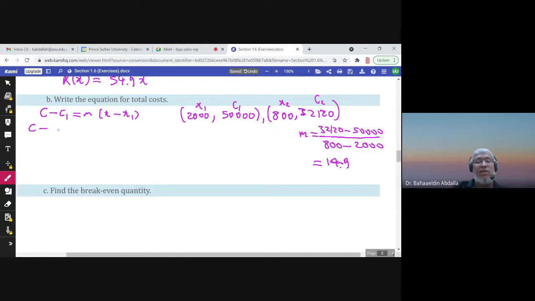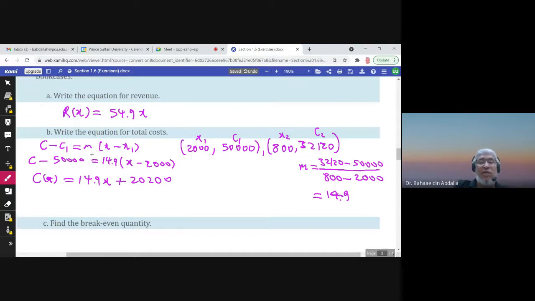C minus C1, which is 50,000, equals M, which is 14.9, times X minus X1, which is 2,000. So I will get now the cost function if I solve this equation for C. So I will have 14.9x, that's the slope. And then I multiply 14.9 times negative 2,000 and add the 50,000. So the answer is 20,200. So this is the cost function. This would be the fixed cost, and this is the variable cost.